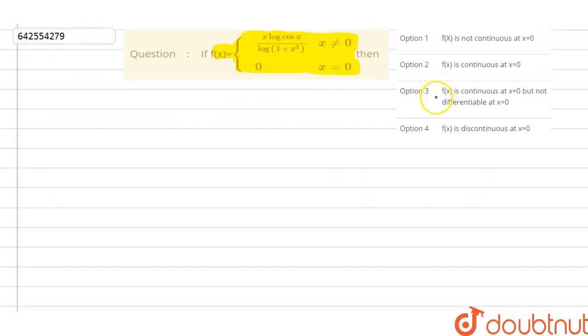Let's discuss the given problem. In the given problem, we have been given a function f(x), that is a function of x, and it says that f(x) is equivalent to x log cos x upon log cos of 1 plus x square when x is non-zero, and when x is 0, f(x) is equal to 0. So we have to actually comment on the continuity of the given function, right?